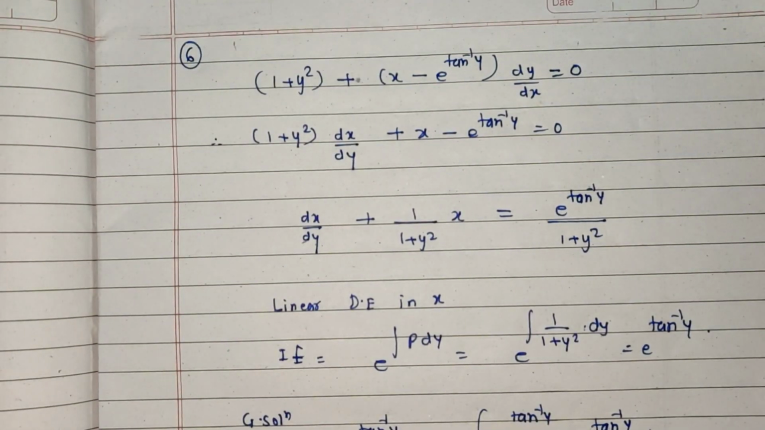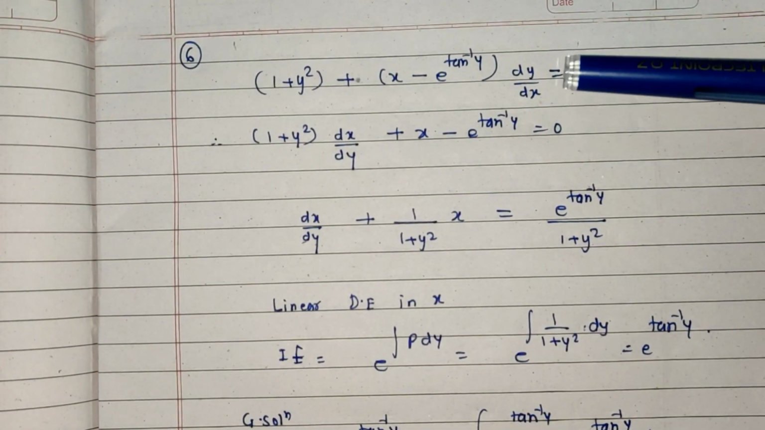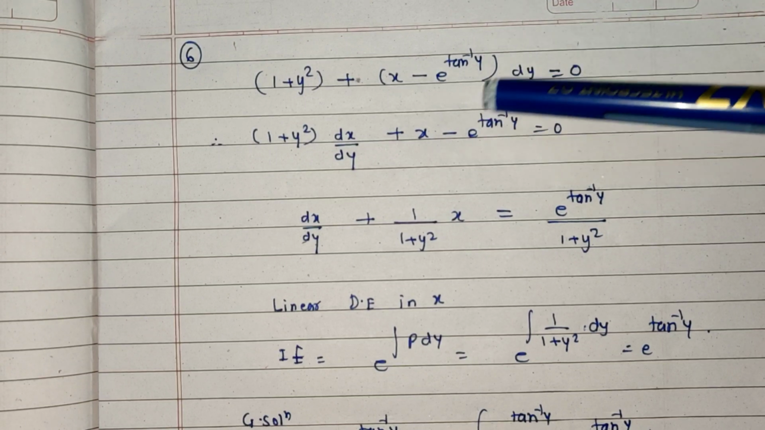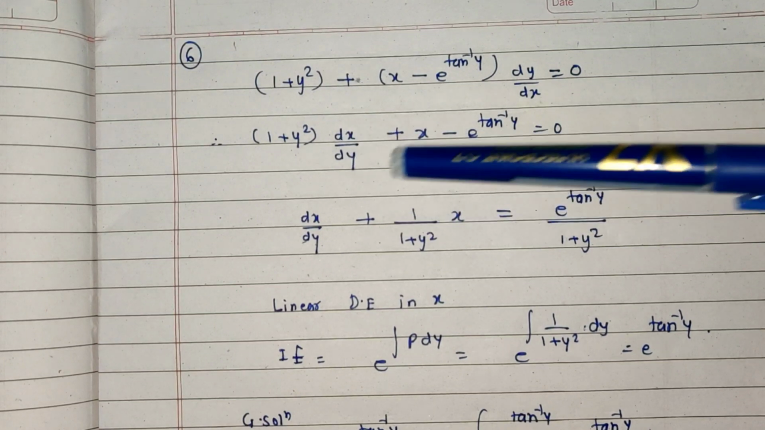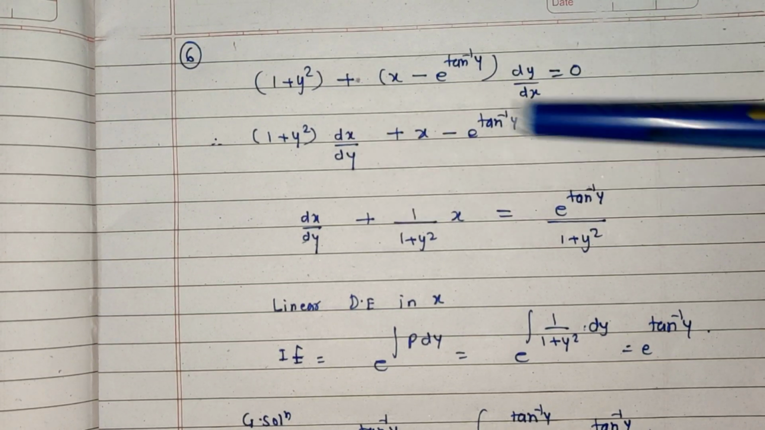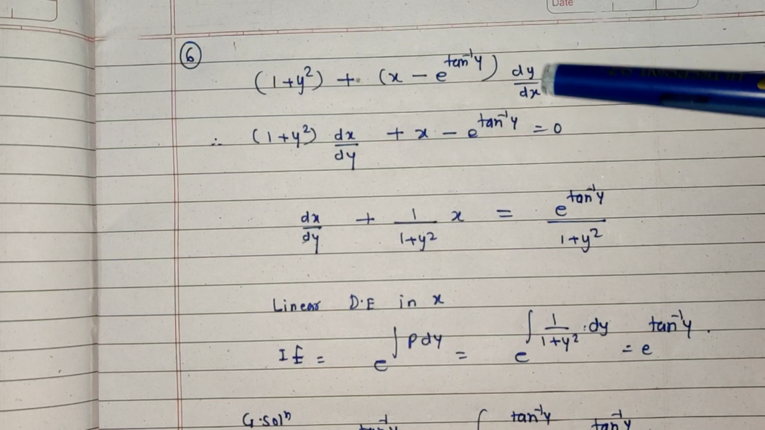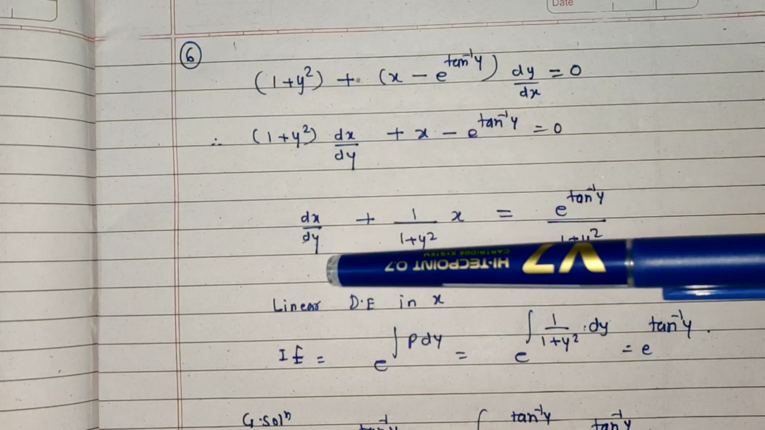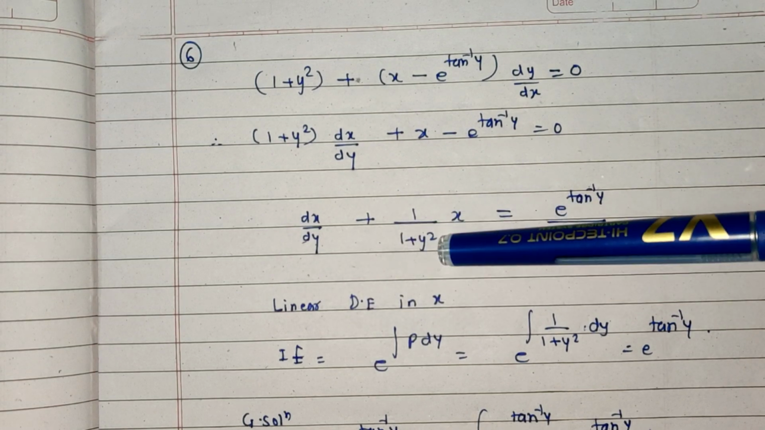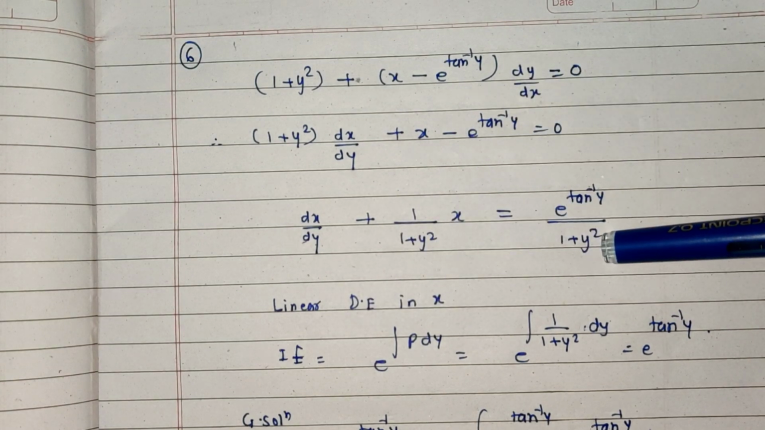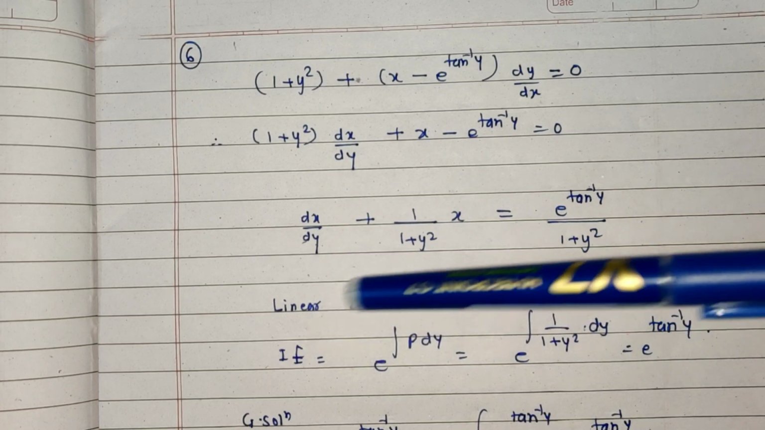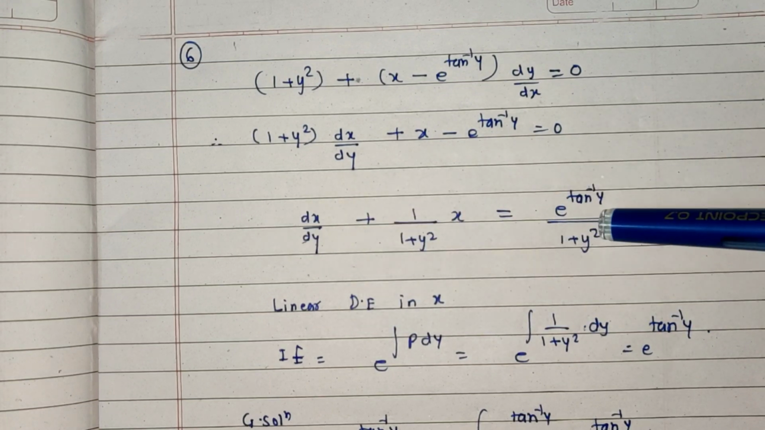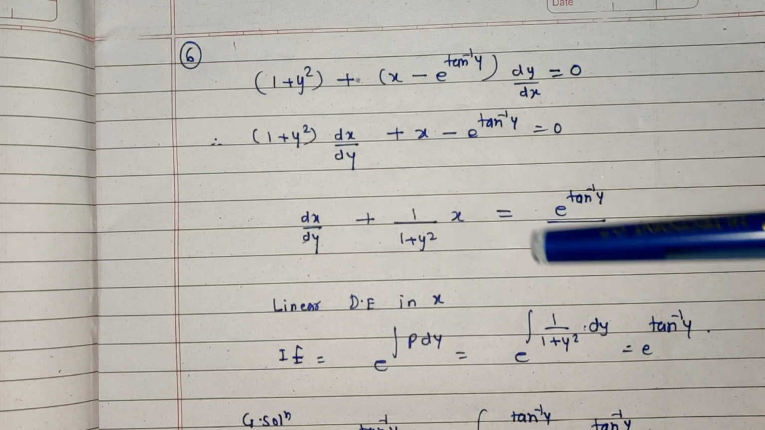We find solution of this differential equation. Let us identify which type of differential equation it is. Simplify this, dx by dy we will multiply here, so this is free from this dy by dx. Again rearrange the terms, dx by dy and divide by 1 upon 1 plus y square here. So clearly it is of the form dx by dy plus p of x is equal to q, which is linear differential equation in x.